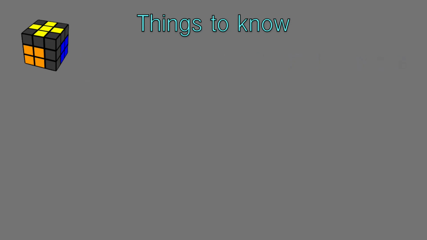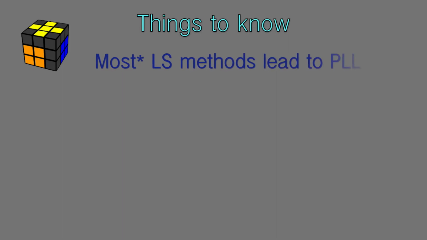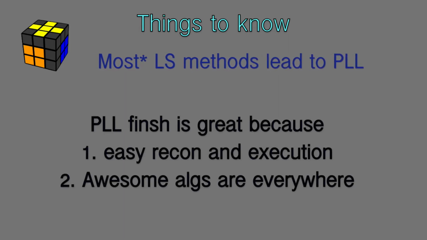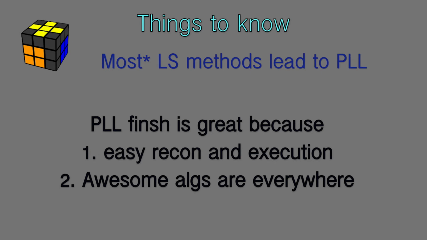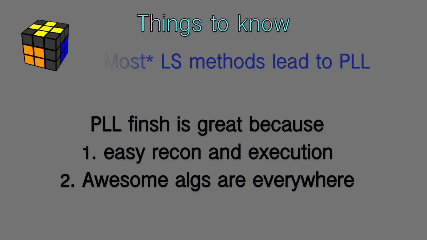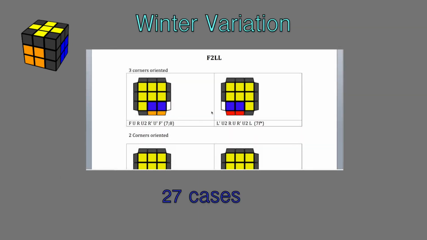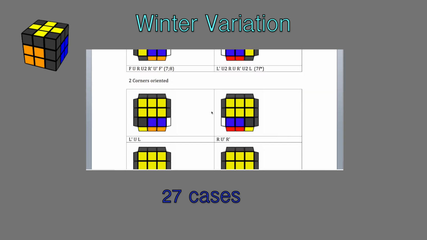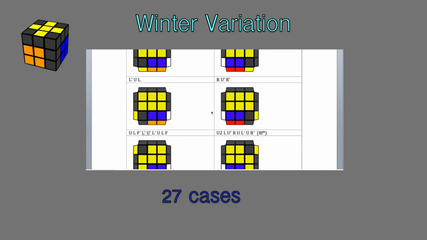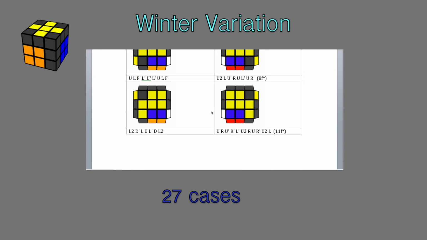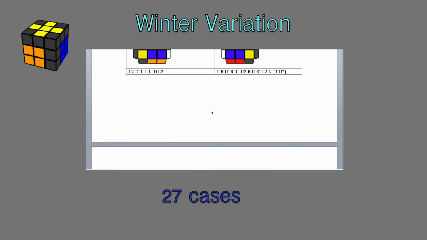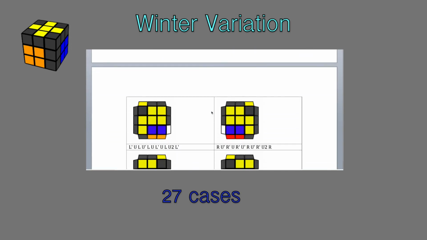All of the methods where you influence the last layer while inserting the last slot mostly lead to PLL, which is in my opinion the best way to finish a solve, because first of all you only need 2 sides to recognize the cases, and the algorithms are very fingertip friendly and easy to maintain because of the low number of cases there are in total. The first set is probably the most commonly used. It's called window variation. While inserting the last F12 pair, you orient the corners at the same time, leaving you with PLL. There are 27 cases that are quite friendly to memorize.